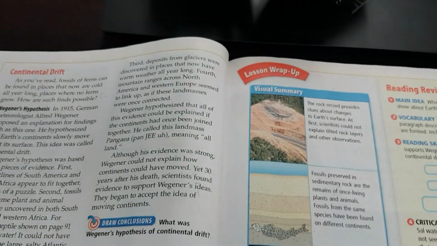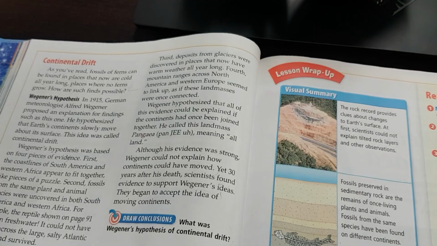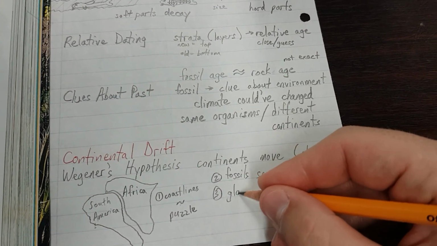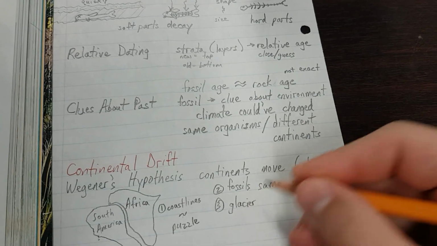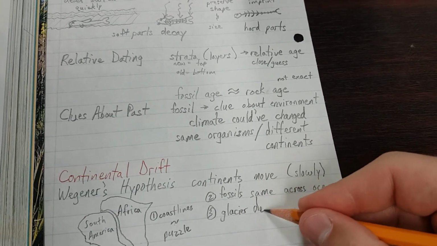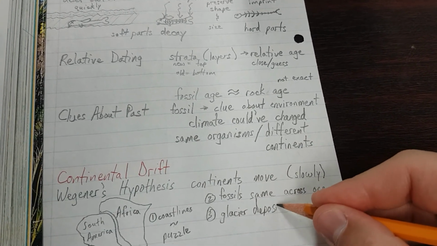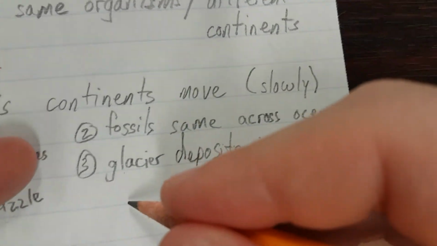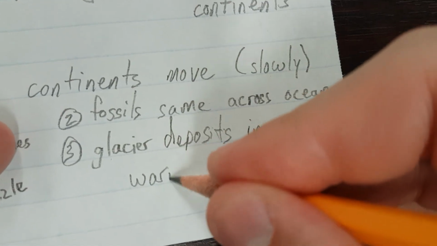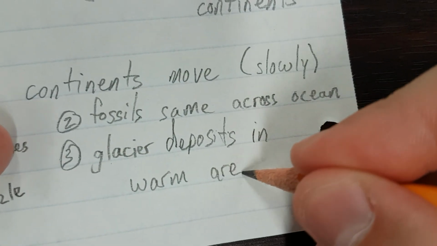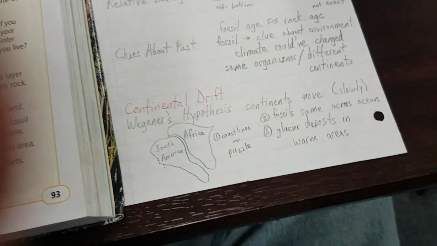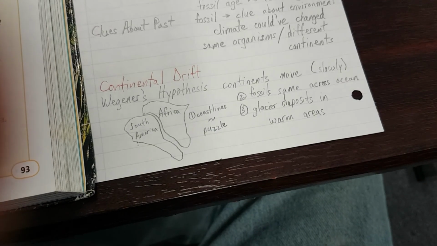Number three, deposits from glaciers. Okay, glacier, G-L-A-C-I-E-R, deposits, D-E-P-O-S-I-T-S, in, I-N, warm, W-A-R-M, areas, A-R-E-A-S. So glacier deposits in warm areas. Must have been colder and maybe in a different place in the past.